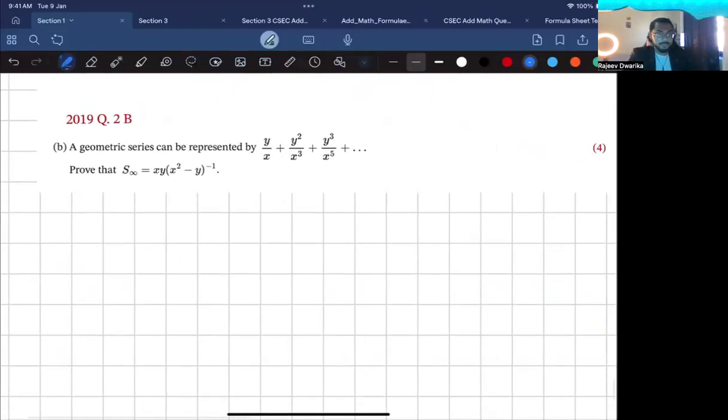In this question, they want me to prove that the sum to infinity is equal to xy over x squared minus y, to the power of minus 1. Javon, in this question, are you seeing any values? No numerical values. So we have to trust in the algebra. We have a geometric series.